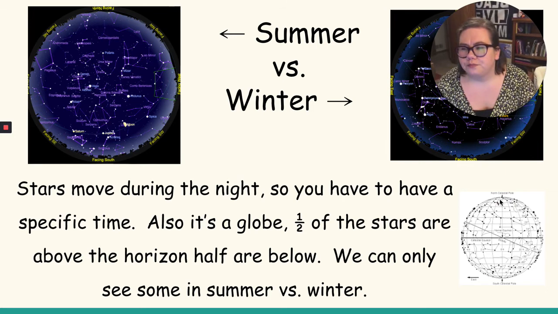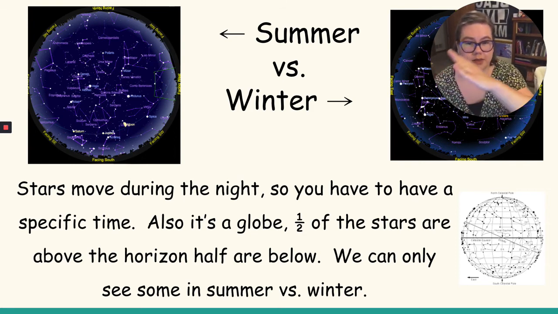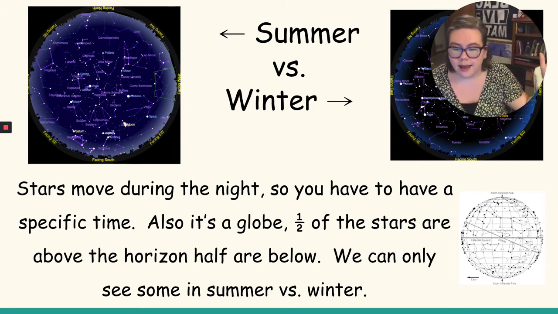All right. One other piece of information that we, of course, need is the time and the date, because our night sky looks really different between the summer and the winter. So stars move during the night. You can kind of see them. It almost looks as if they're moving across our sky. And so you have to have a specific time.